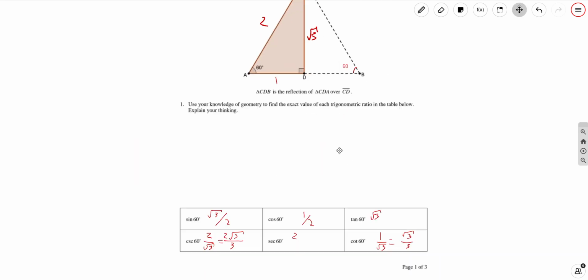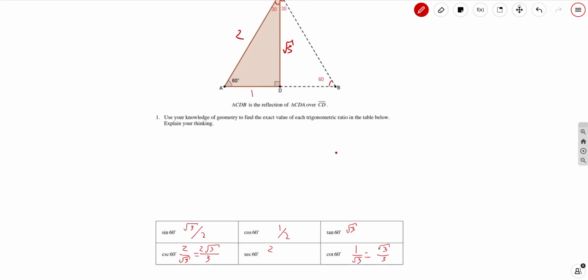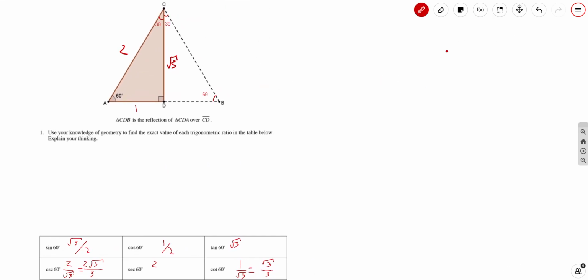I'm not going to do the one for the 45-45 triangle. I think you can do that one yourself. So this is a 45-degree triangle. And then you can do the same thing. Remember, this is 1, 1, square root of 2.